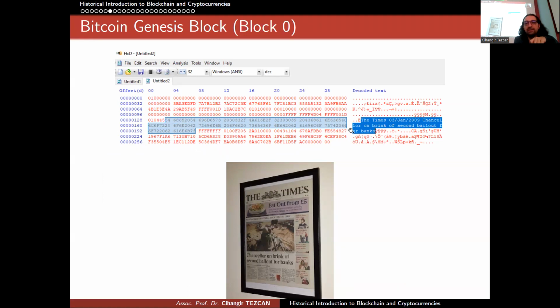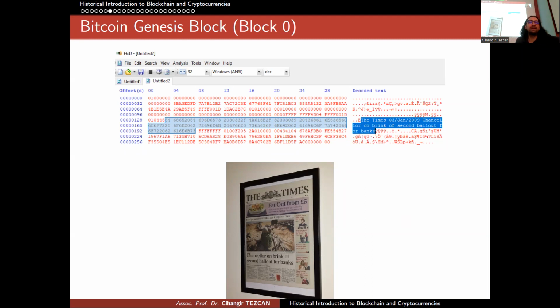As you can see, there is a hidden message here. It says, The Times, 3rd of January 2009, Chancellor on brink of second bailout for banks. So this is actually the first page of the Times, dated 3rd of January in 2009. As you can see, it is this header. So there are actually two messages given here. At that time, there was a big problem in the economy in the world and also in the United States. So this tells that they are going to use citizens' taxes to rescue some of the banks.